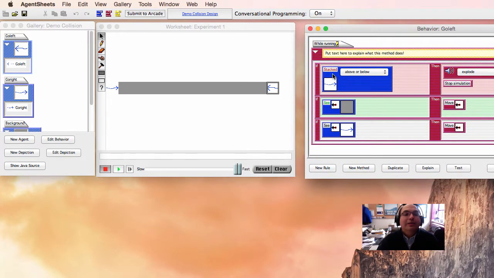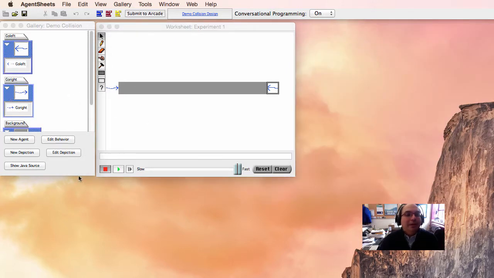What we see is that if it ever finds itself stacked above or below, that's an important part, because we don't really know if it's over Righty or underneath Righty. We don't care, above or below Righty, then we sound an explosion and stop the simulation. Otherwise, it's going to keep moving as long as it sees a blank area. And even if it sees Lefty, it's going to go ahead and move. So it should be over it at some point.